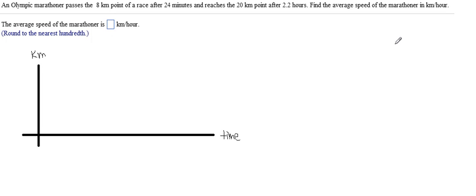Alright, this problem is from 2.3. It says, an Olympic marathoner passes the 8-kilometer point of a race after 24 minutes and reaches the 20-kilometer point after 2.2 hours. Find the average speed of the marathoner in kilometers per hour. So when it says average speed, that actually is talking about finding the slope.